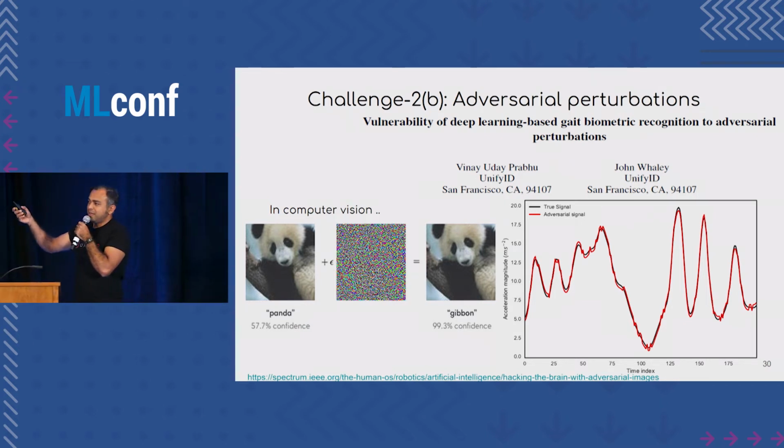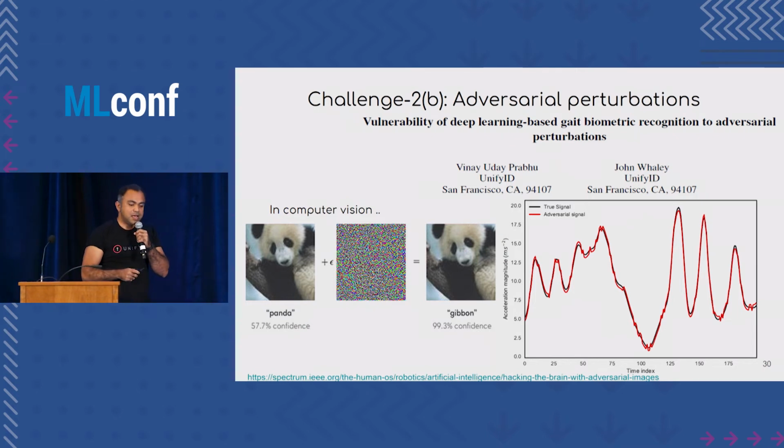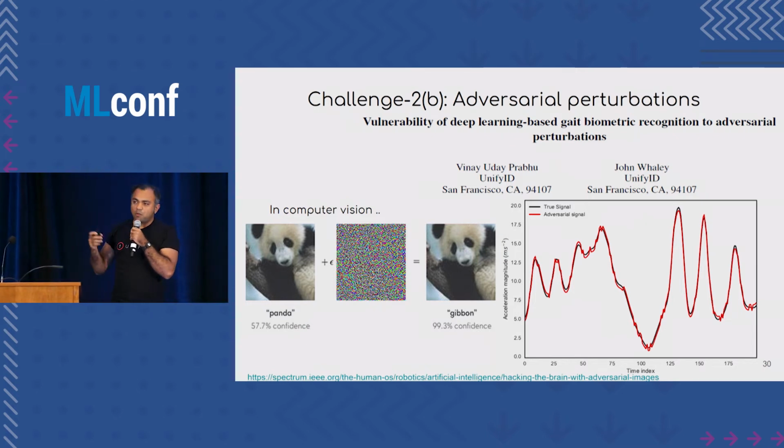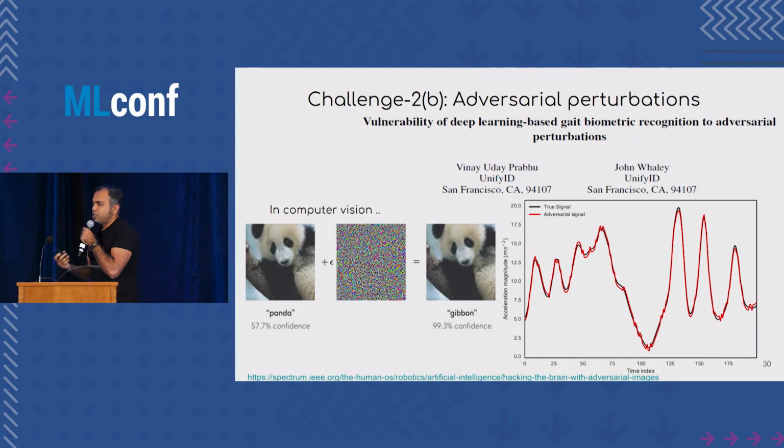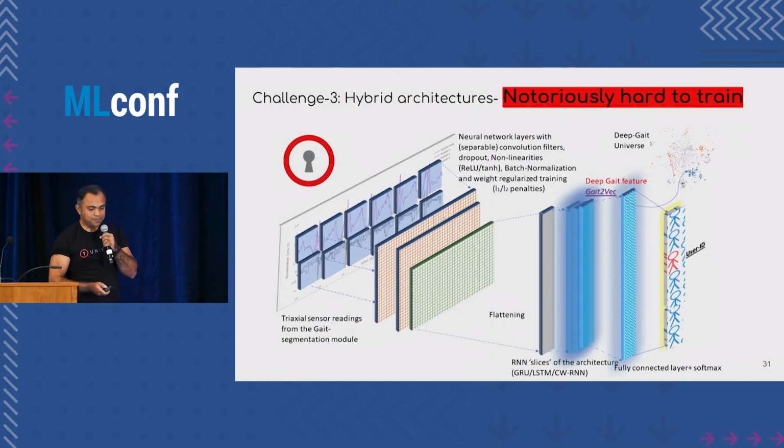On the right-hand side, it's my right front pocket gait cycle signature, and the red signal is the perturbed one that is tailor-made to look like someone else's. You can do this. This is probably the most sinister kind of machine learning attack, and safeguarding your model against these was, in fact, a pretty important challenge to overcome.